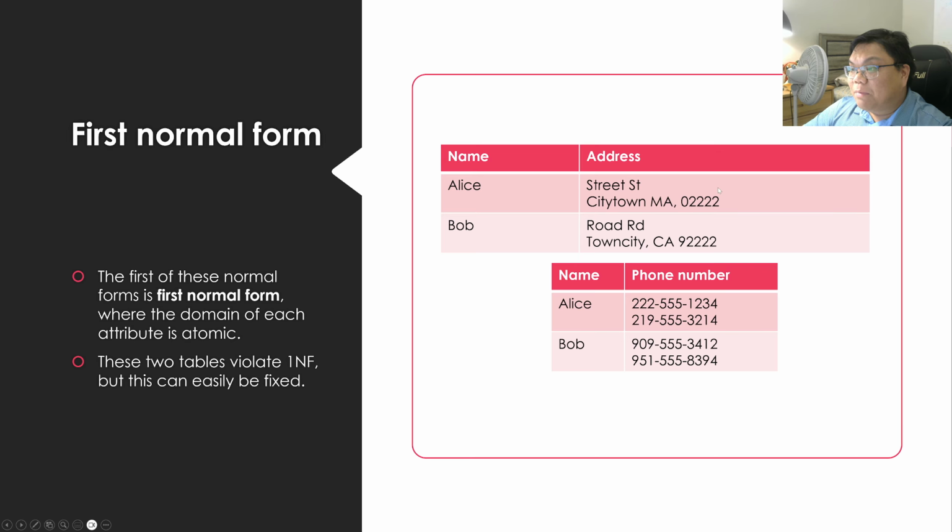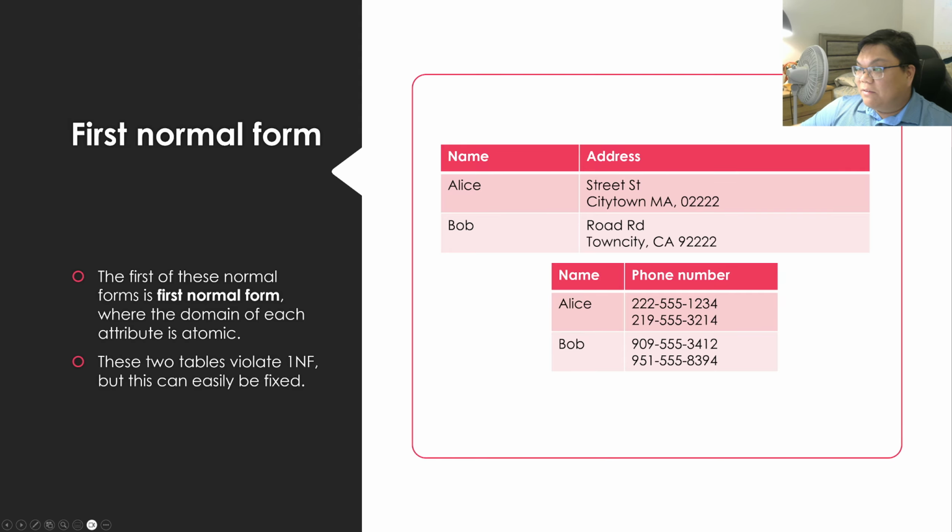So Alice and Bob respectively live at Street, City, Town, Massachusetts, and Road, Town, City, California. Street would be in its own cell. City, Town would be in its own cell. Massachusetts would be in its own cell, and so would the zip code. Road would be in its own cell, so would Town, City, and so would California.